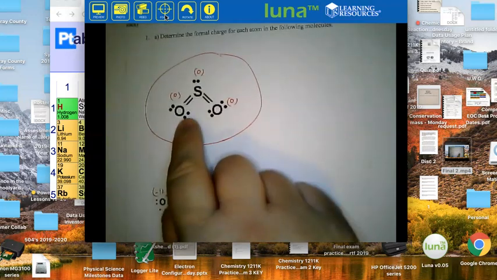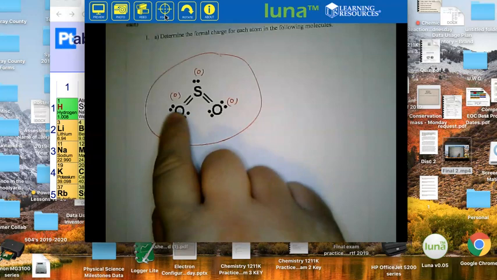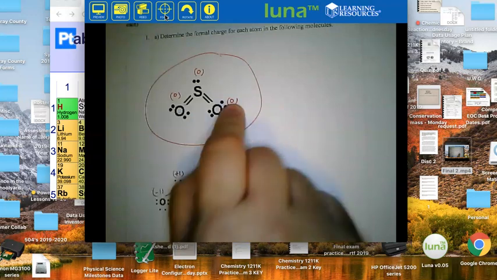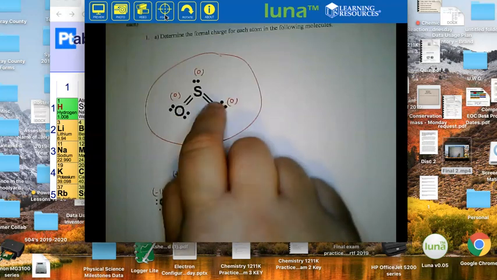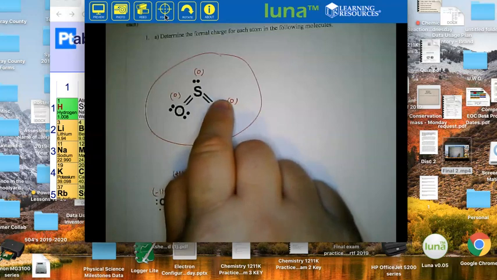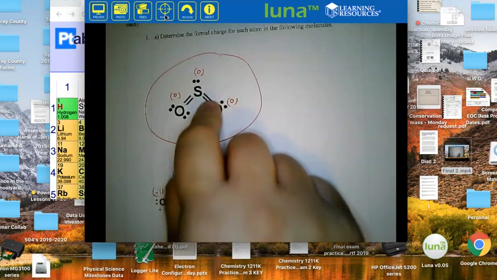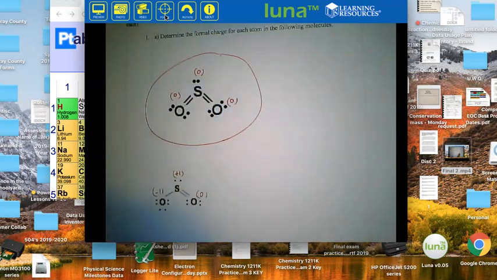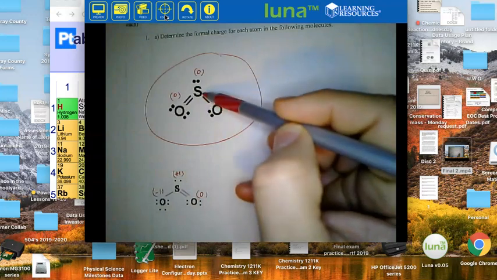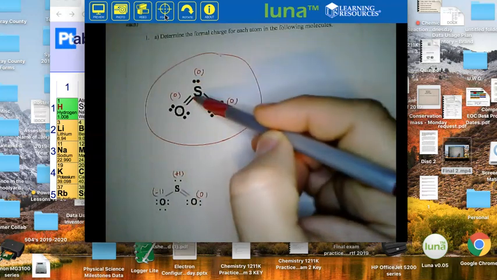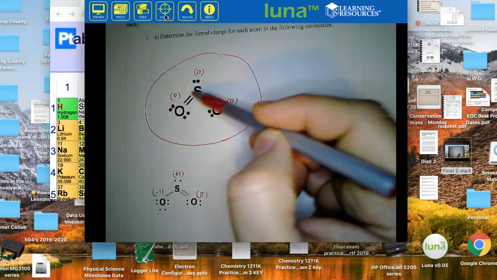So here I did that for oxygen. It has 6 valence electrons, and it has 6 electrons here represented, 4 for lone pairs, and then 2 here, 1 for each covalent bond. Sulfur also has 6, so it has the lone pair, which is 2, and then each covalent bond is 1, so 2, and then 4, and then 5, and then 6. So you have 0 formal charge on the sulfur as well.